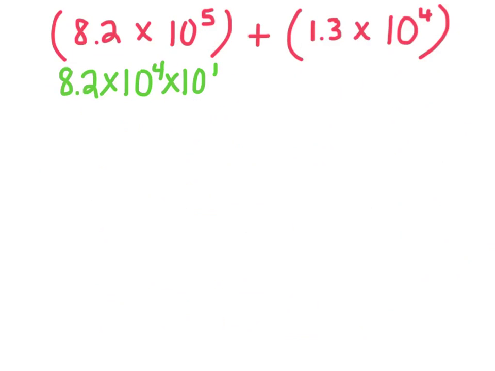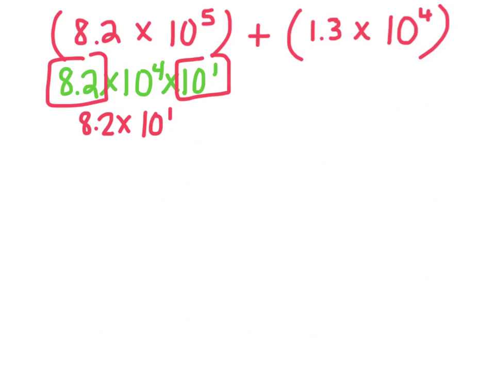Okay, now I want my problem only to have a 10 to the fourth in it. So I need to get rid of this 10 to the first, so I'm going to multiply out the 10 to the first times 8.2. If I do that, that 1 tells me to move the decimal over once. So I move it over once, I get 82. Now all I'm left with is times 10 to the fourth.